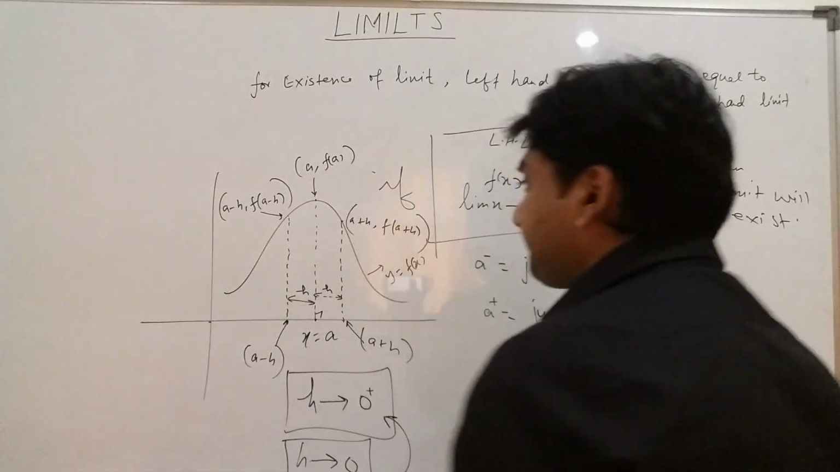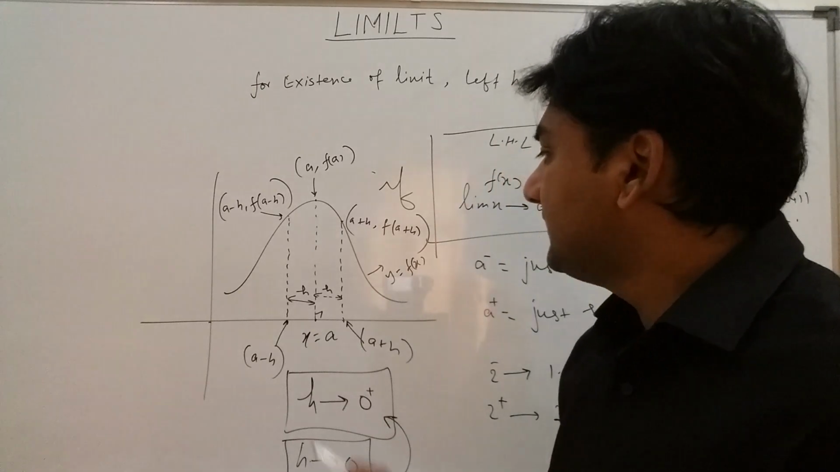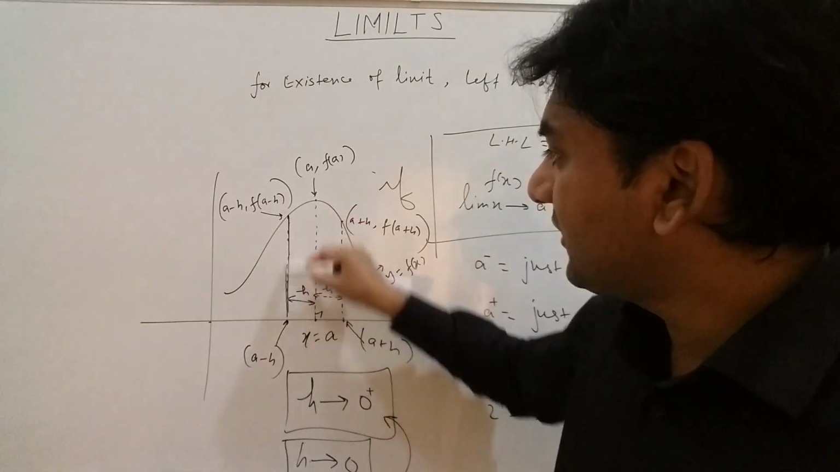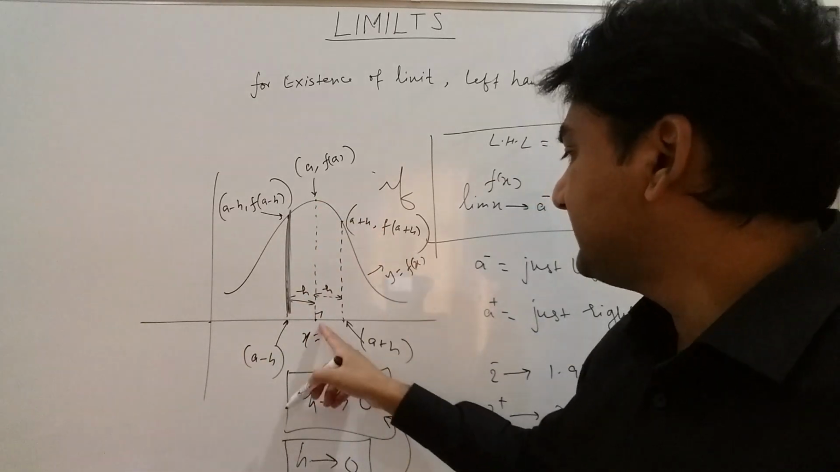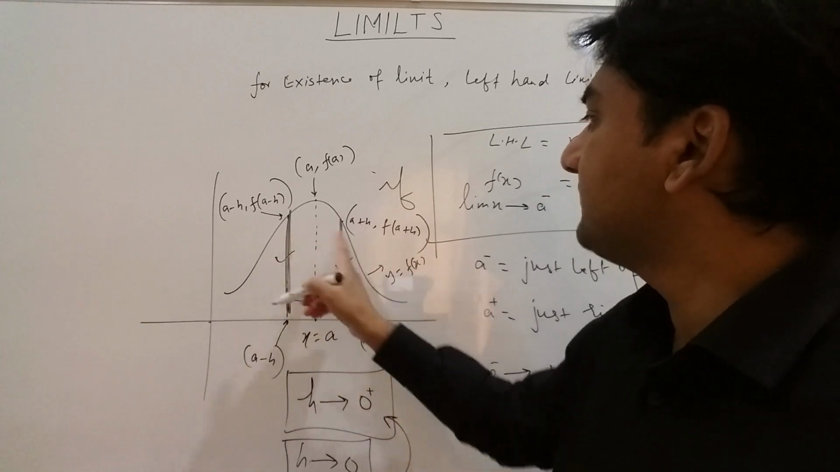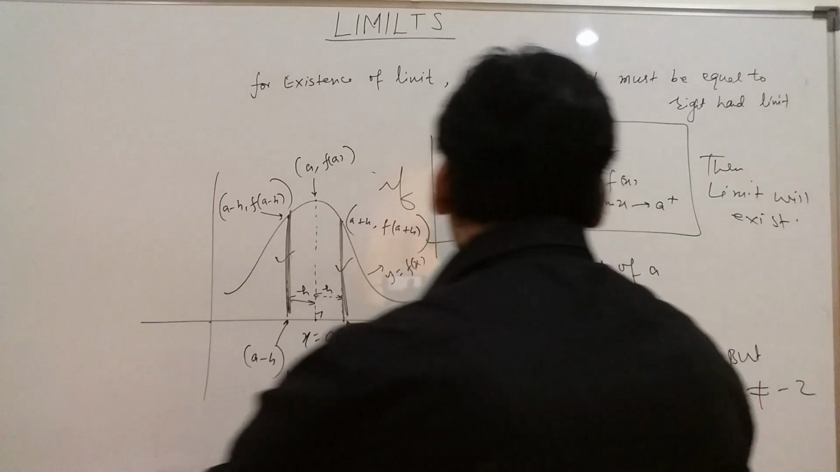By the way, when the limit will exist, then this left hand limit, when x is a minus h, is your limit. When x is a plus h, this is your limit. Then these two limits must be the same. So we have to put a condition. I can erase this.